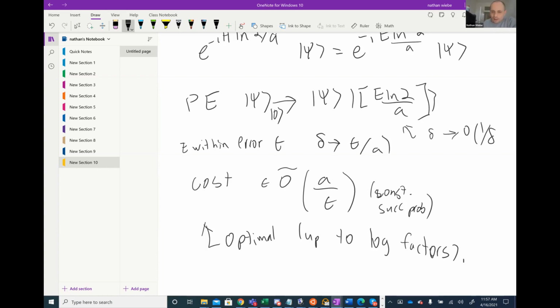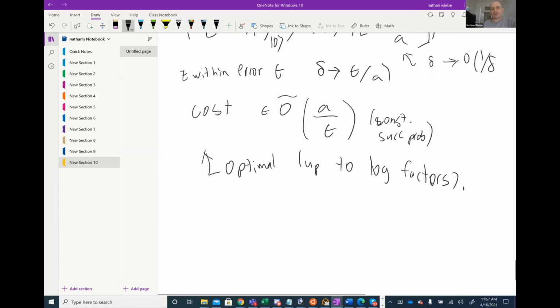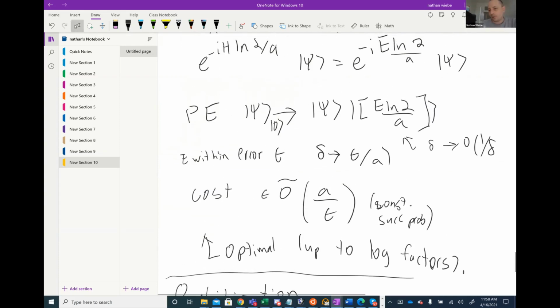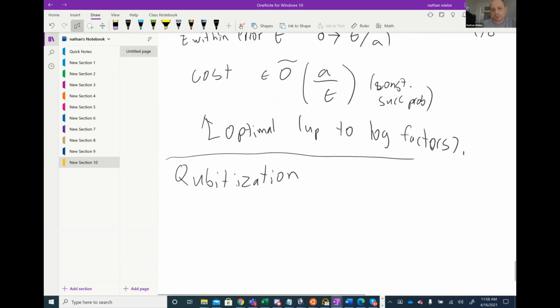Okay, so that is how you can use this technique to easily solve problems in Hamiltonian simulation. Now, I'm unfortunately not going to have the time to prove this, but let me talk about an alternate way that you can use these operations. Qubitization is an alternate way that you can use extra qubits to do something very similar to the tactic that I spelled out above.